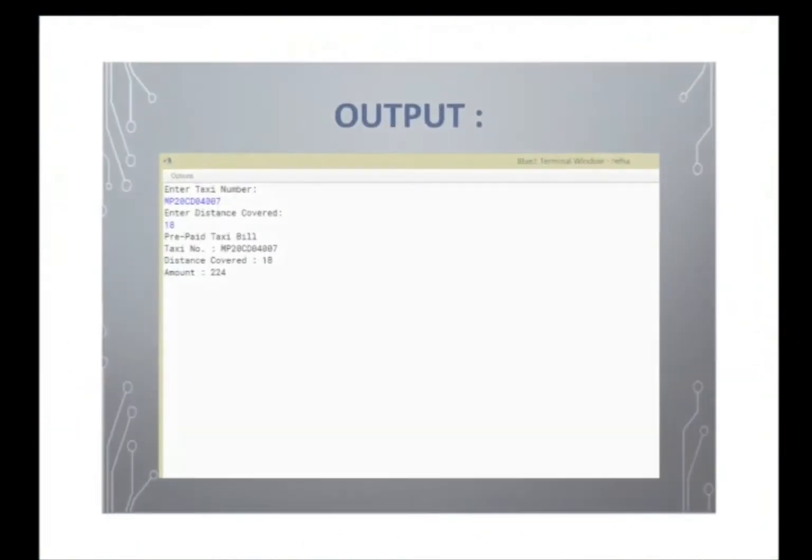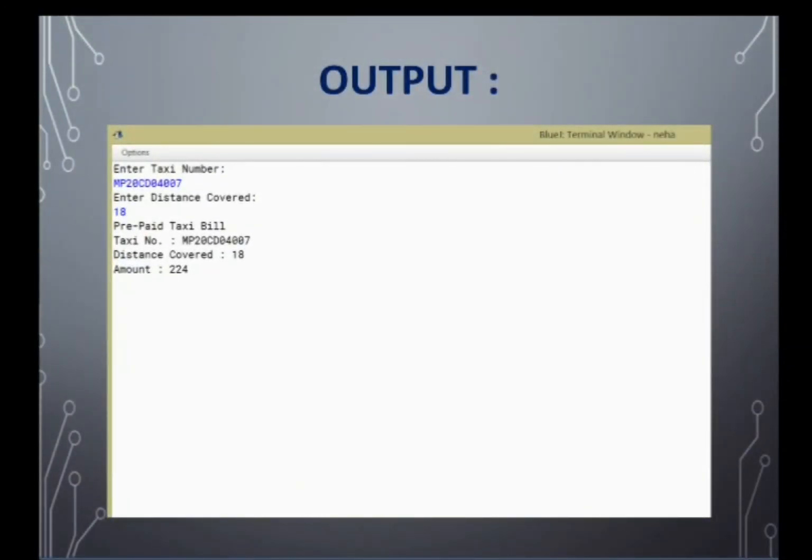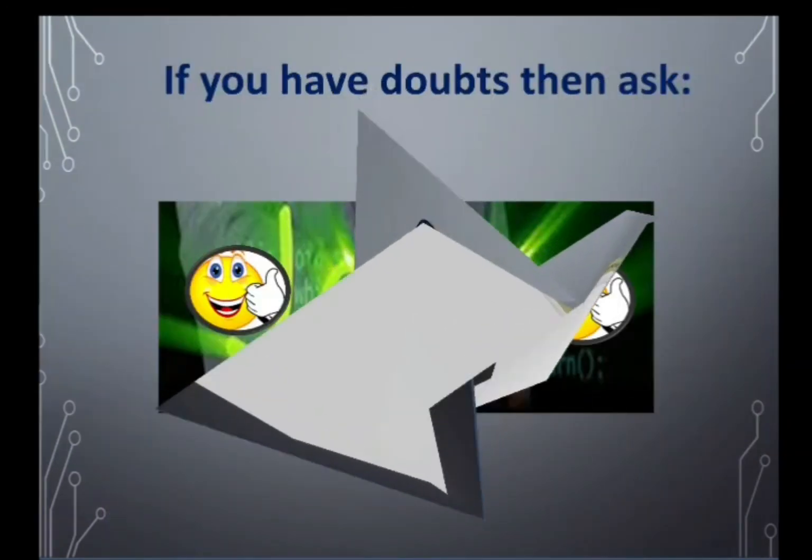And see what output I'm having. Taxi number and distance covered are accepted from the user, and then see the bill is displayed: prepaid taxi bill, taxi number is displayed, distance covered is displayed, and amount is displayed. In this way you have to do your programs. This is a little bit confusing one, that's why I considered it for you. Try to do it, and if you have any issues, do consult with me. Otherwise, goodbye and good luck.